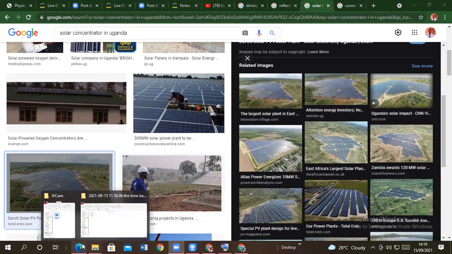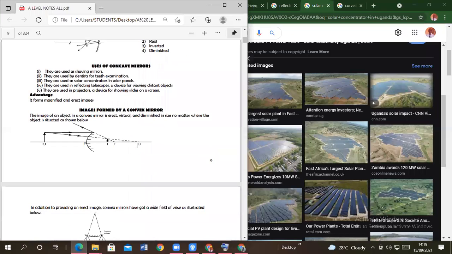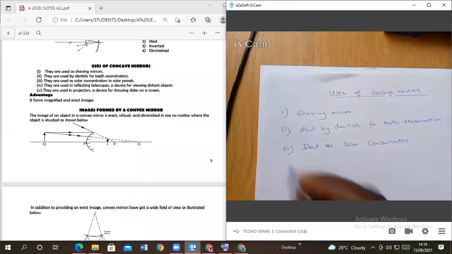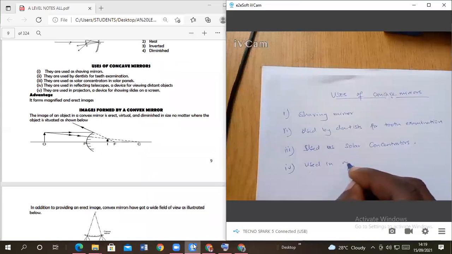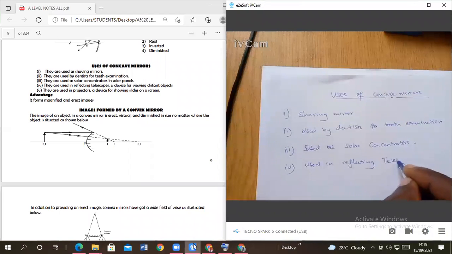Okay, let us go back and see our notes. The other thing is that they are used in reflecting telescopes. So we shall go back and write: used in reflecting telescopes.